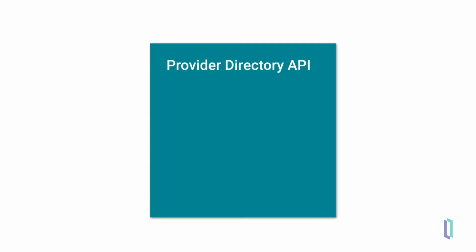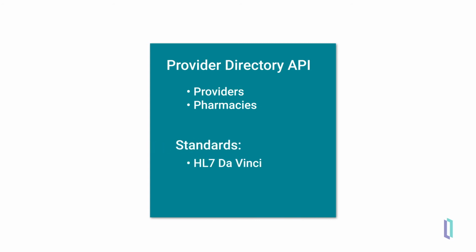The second API, the Provider Directory API, gives the public a way to access and view provider details and to locate pharmacies in the payer's network. The Provider Directory API relies on an implementation guide published by the HL7 DaVinci project.